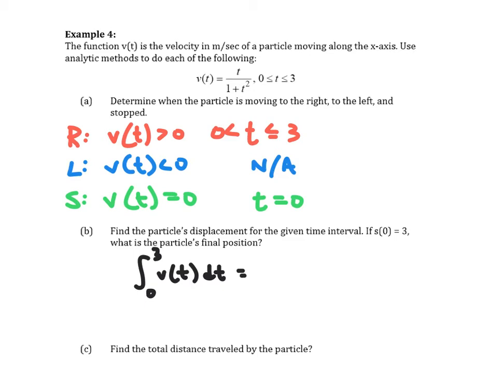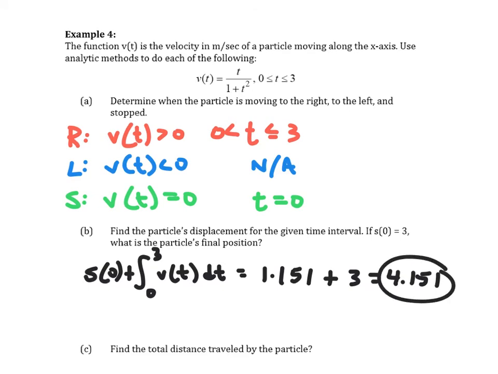So take out your calculator, go ahead and do that real quick and get an answer. So I get a displacement of 1.151. Okay, that's the displacement, so it ends up 1.151 units to the right of its initial position. So what I would do here is I would take s sub 0 and add it. Its final position would be s sub 0 plus the displacement. So if I add s sub 0 to this, I get 4.151. That would be its final position.